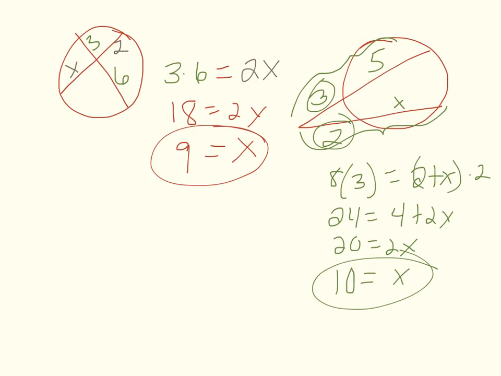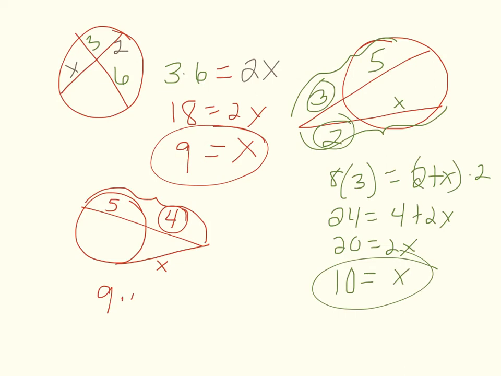And our last thing for this was when we had a tangent and a secant. So a tangent and a secant meeting. This was the sec out equals tan squared. So let's say that this is 4 and this is 5 and this is x. Well, it would be the sec times the out equals the tan squared. So we would have 9 times 4 is 36 equals x squared. So for this case, x would equal 6.